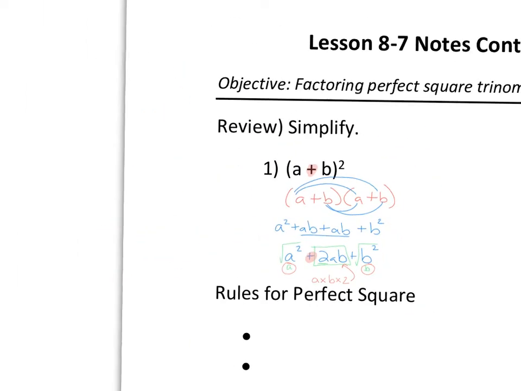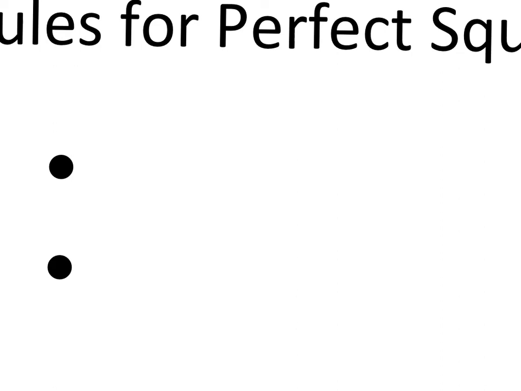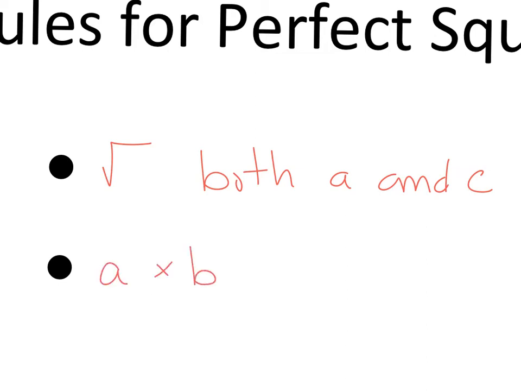Okay, so let's go ahead and write down a couple of the rules here. Okay, first off, we need to be able to square root both a and c, the first and the last term. Then once we know that those are square rootable, we're going to take a times b and multiply it by 2. So we're going to double it to get the middle.